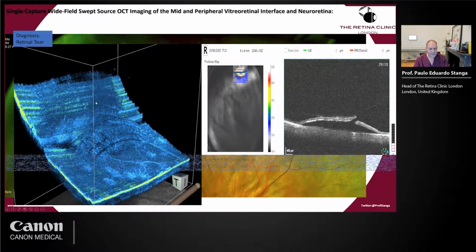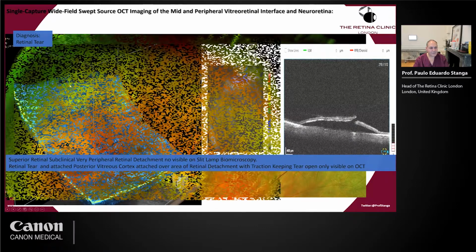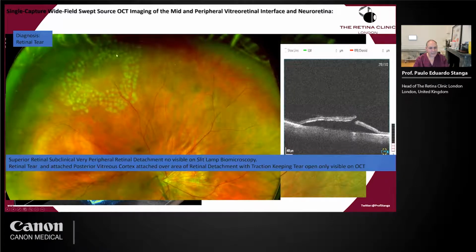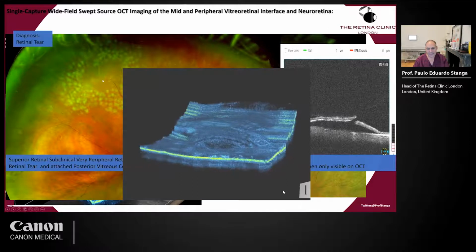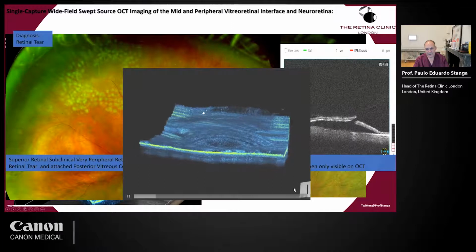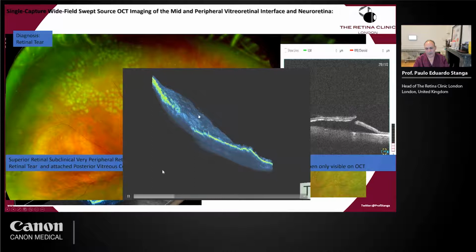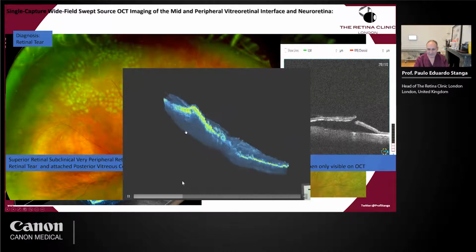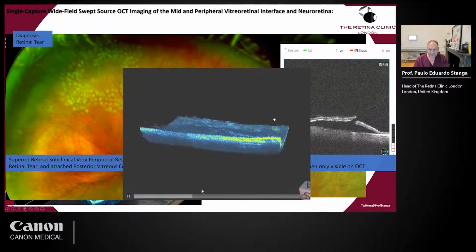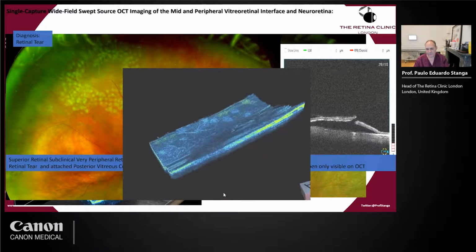This is a 3D rendering of the lesion. I surrounded all that area with laser. After the laser, it's more obvious that there is subretinal fluid. And this is a 3D rendering of that area. You can see the vitreous attached and starting to peel off, pulling from the tear. The horizontal lines are artifact. This is movement because we are scanning very far out into the periphery.